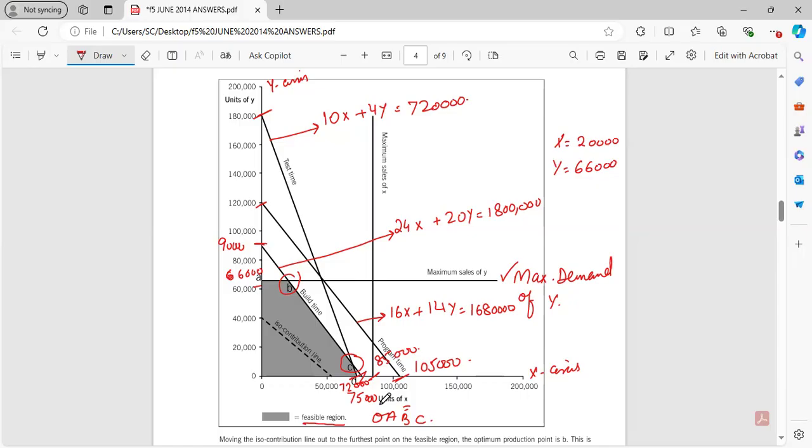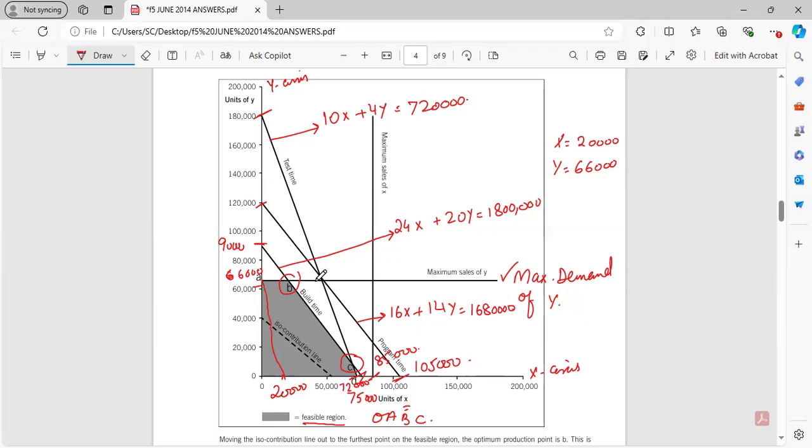And we are saying what? We are producing 20,000 units of X and we are producing 66,000 units of Y. So we can say that it is 20,000 units of X and this is the maximum demand of Y. If I make a line, this is basically the profit maximizing line. So this dotted line is the iso-contribution line, or profit maximizing line, or contribution maximizing line, and this visible region is called the profit maximizing region.